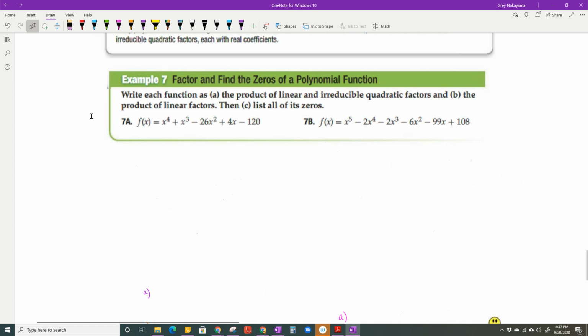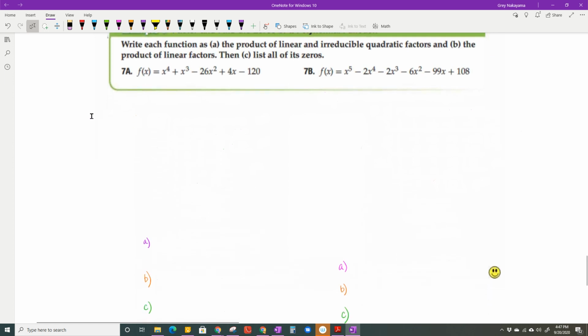So 7a says f of x equals x to the 4th plus x cubed minus 26x squared plus 4x minus 120. So the first thing I want to do is find the possible rational zeros. Okay, and that's taking the factors of this number and putting it over, well, thank you, it's a 1, so all we have to worry about is that, which are a lot of numbers. Okay, so if you have a really high number like that with a lot of factors for it, then I'm going to go look at the table.